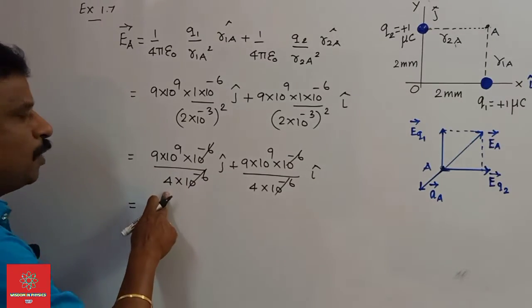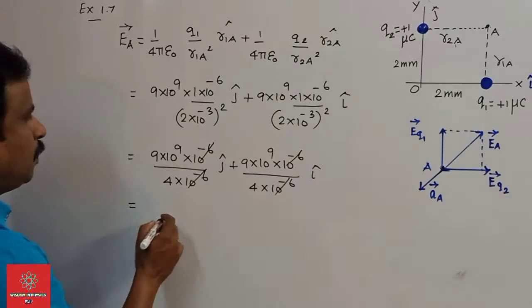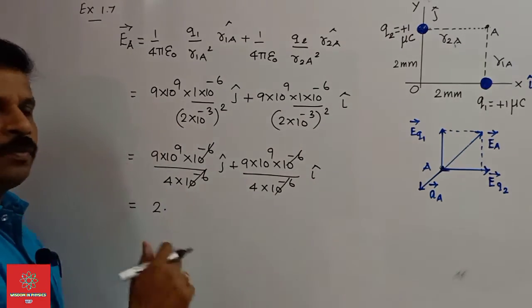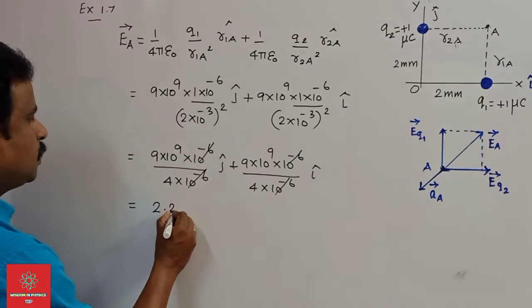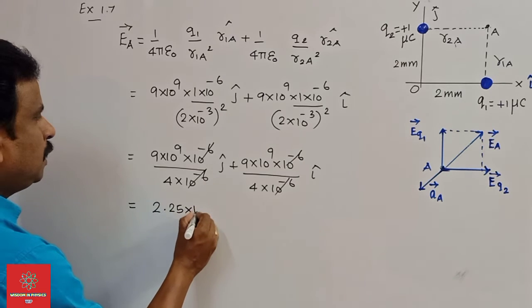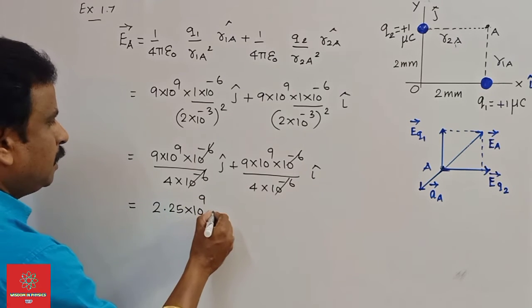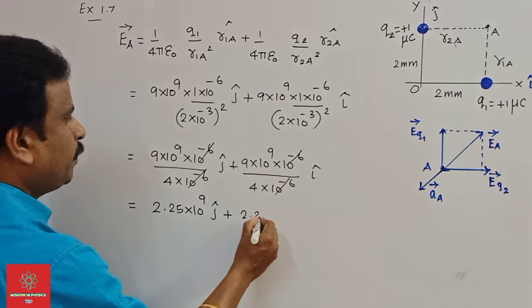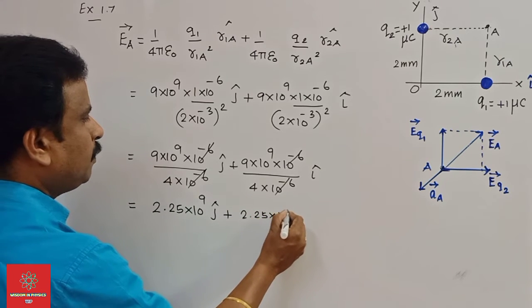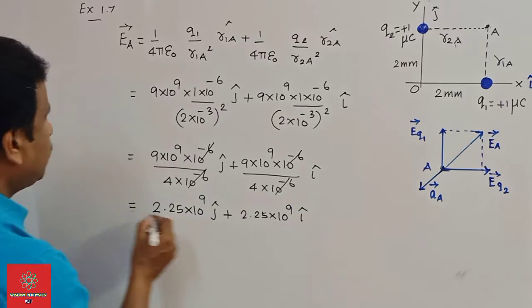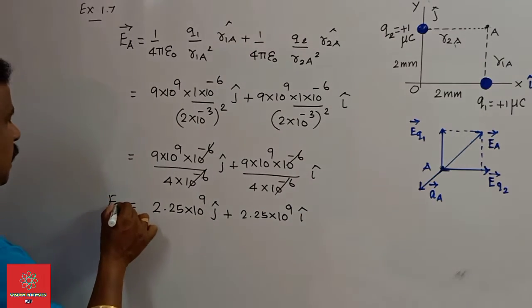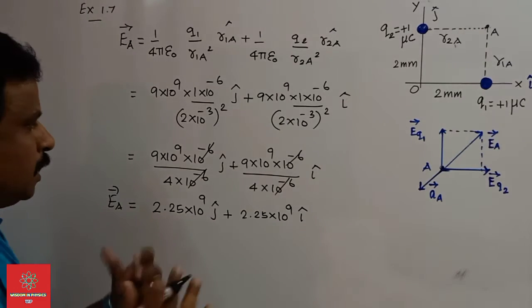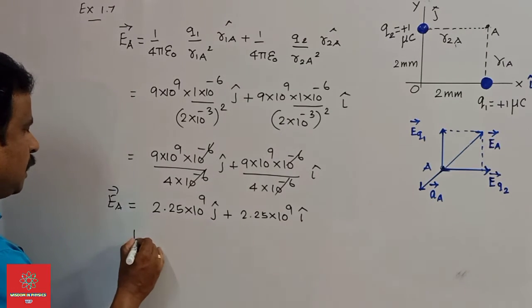So 9 by 4 is how much? 9 by 4 is 2 4s are 8, then balance 1 by 4. 1 by 4 is 0.25. So 2.25 into 10 to the power of 9 j cap plus the same thing 2.25 into 10 to the power of 9 I cap. So this is the electric field vector at this point. In vector form we have written. If you want the magnitude, then you just take the modulus.